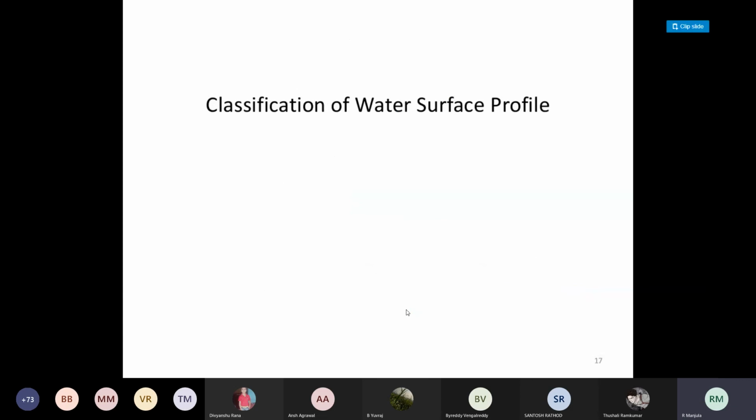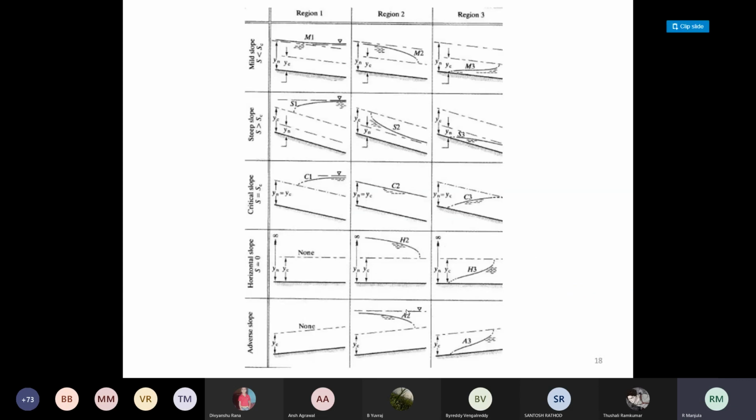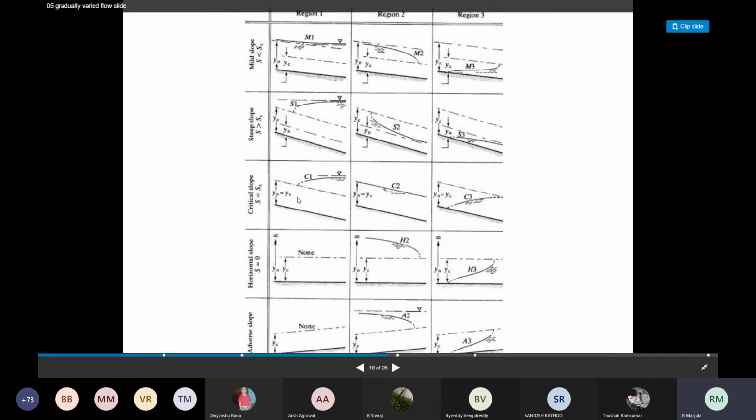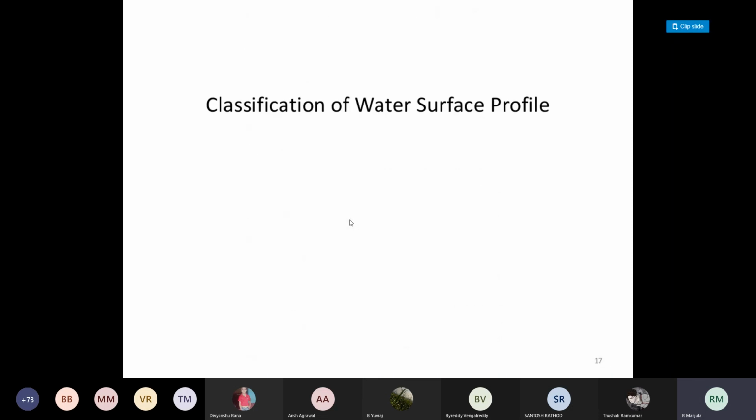Next comes the classification of water surface profile. Maybe this we will discuss in the next class, but these are the classifications. There are 3 regions, 1, 2, and 3. Slopes are mild slope, steep slope, critical slope, horizontal slope, and adverse slope, depending upon the slope of the channel bottom. Whether the channel bottom S is less than Sc, S is greater than Sc, S is equal to Sc, S is equal to 0, or S is on the negative side, in the opposite direction. Maybe each individual profile we will discuss in the next class.